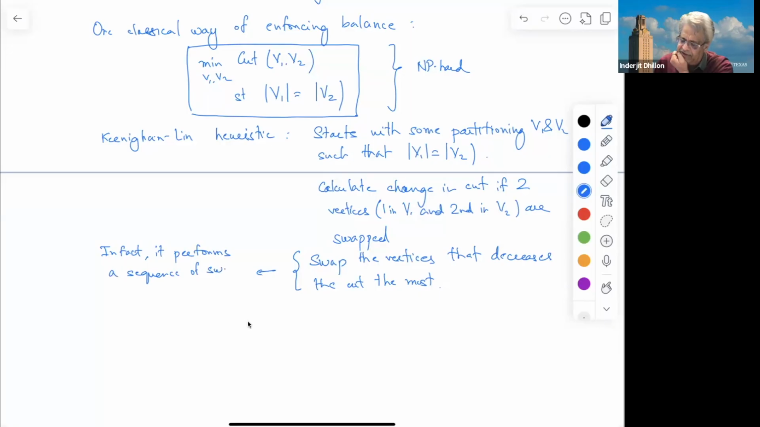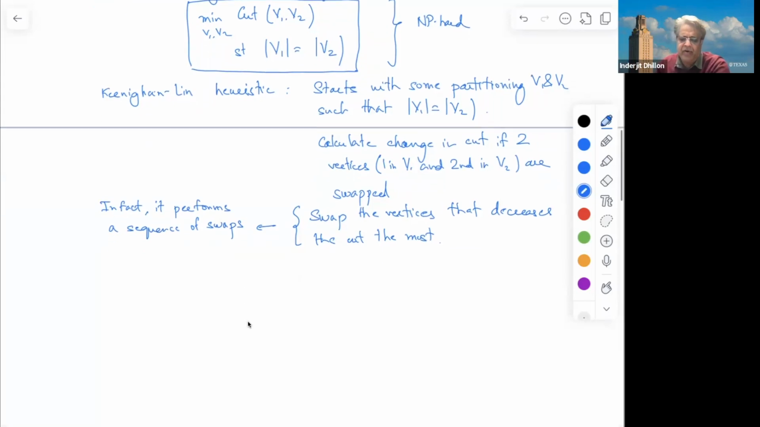And it looks basically at a chain of swaps such that it decreases the cut the most. Okay, but I don't want to get into detail. I'm just kind of really giving it for historical reasons, because there are better methods which have been developed. So this Kernighan-Lin heuristic is a greedy algorithm.